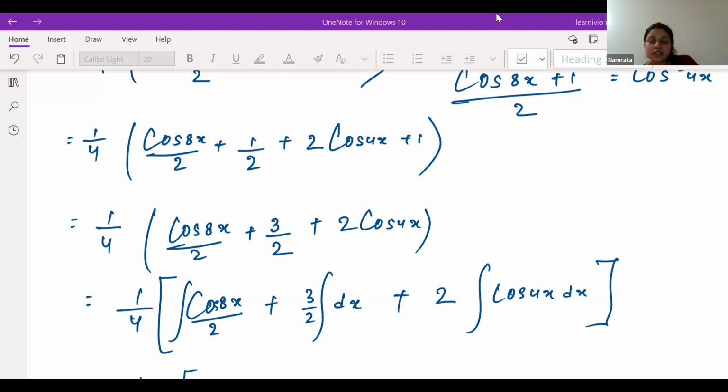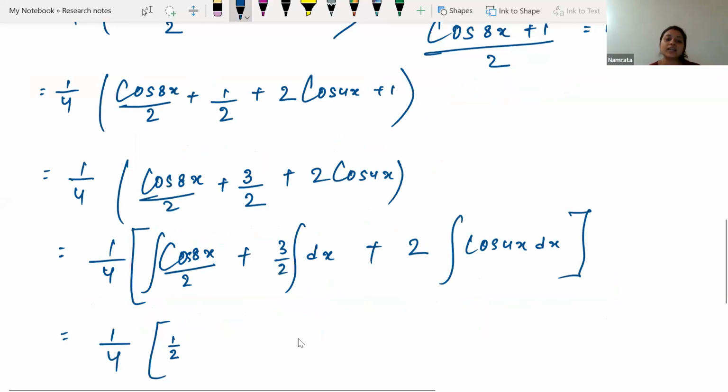Cos 8x integration. You are doing trigonometric functions. Yeah, sin 8x by 8. Exactly. So no need to explain why we are getting sin 8x by 8.